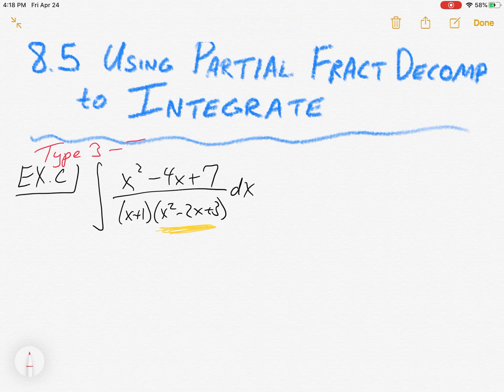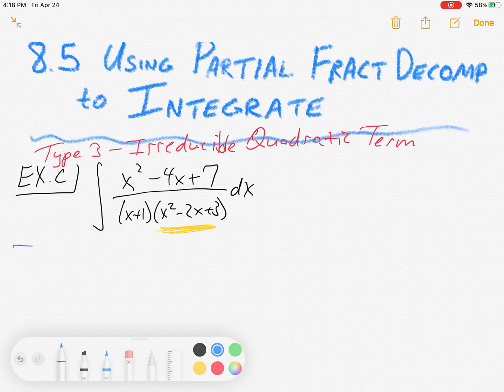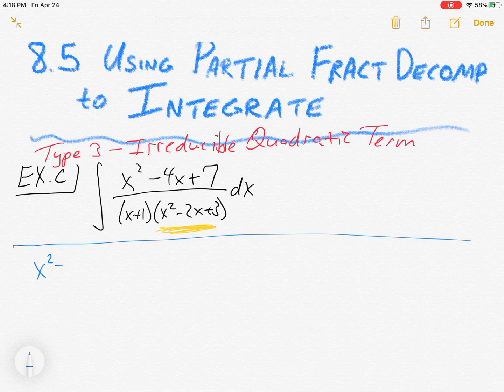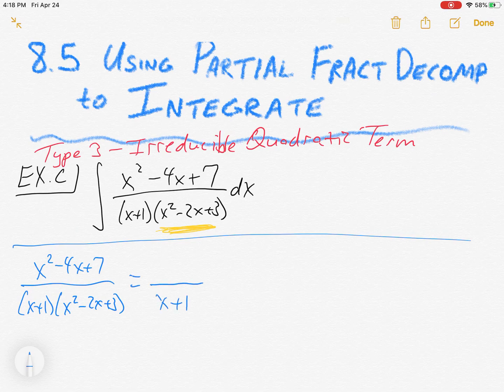But there's something unusual about this part. It's a quadratic that we can't factor any longer. So that's why we're going to call this type 3. And type 3 is when you have an irreducible quadratic term. So that x squared minus 2x plus 3 is a quadratic term that cannot be reduced. So let's go to the partial fraction decomposition and see what that means.